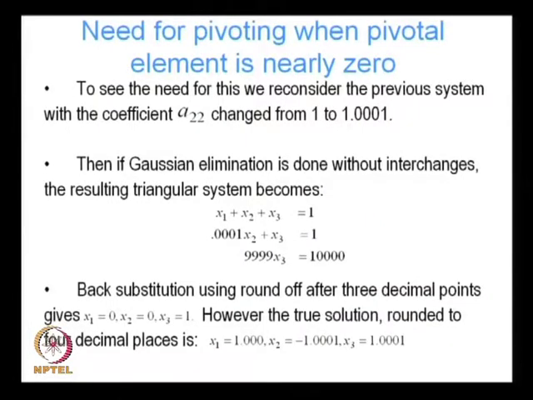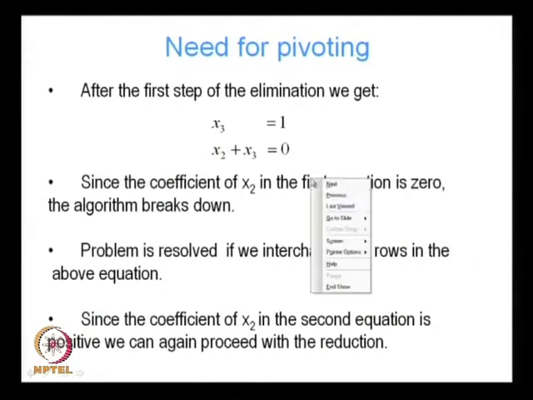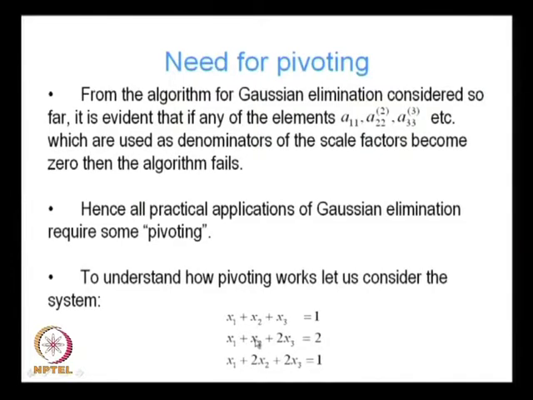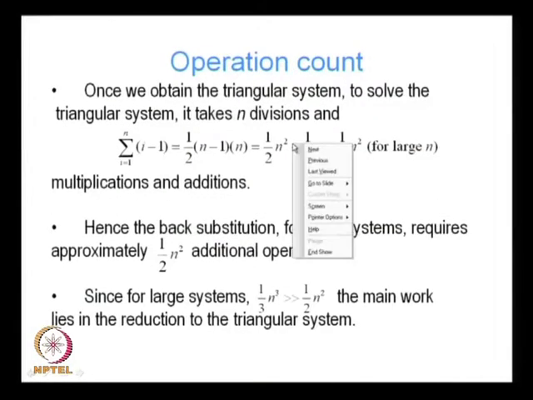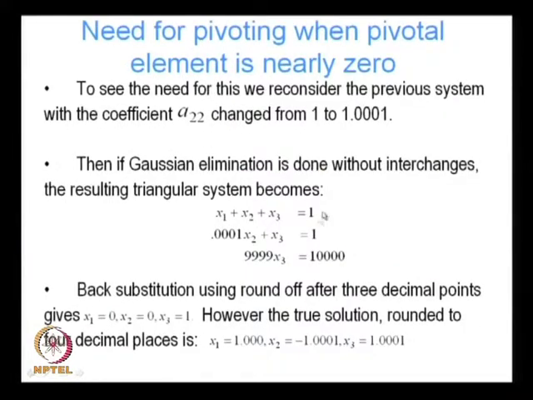To see the need for this, we consider the previous system which we considered earlier, but in this case we change the coefficient of a22 from 1 to 1.0001. Let us take a look at our previous system. Here the coefficient of a22 was 1. Instead of keeping it 1, let us change it to 1.0001 and see what happens. If we do that, our triangular system after Gaussian elimination is going to become something like this. And if we do back substitution, using round off after 3 decimals, we will get x1 equal to 0, x2 is equal to 0, x3 is equal to 1.